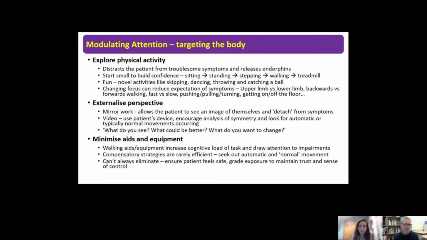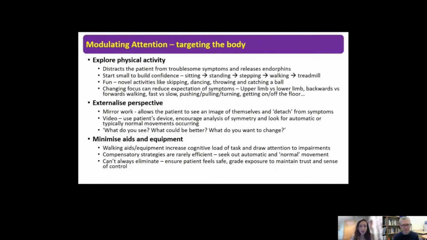Things like skipping, dancing, using a ball, getting on and off the floor, changing the focus of your treatment so that it's not this kind of rehearsed, predictable session can be a really nice way of distracting from symptoms and seeing what more automatic or normal strategies are available to the patient.